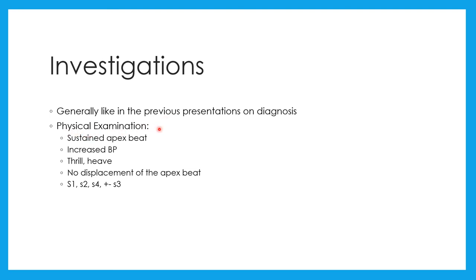Then when we have physical examination done, anyone with heart failure that has preserved ejection fraction will likely have a sustained apex beat. Remember, ventricular stiffness, ventricular hypertrophy. You can have increased blood pressure. There will be no displacement of the apex beat. Remember, the other time when I was going through the signs and symptoms of heart failure, I said there might be a displaced apex beat, but I said not in all conditions. Now, this is the condition where the apex beat would not be displaced. So you can pick S1, S2, S4 with or without S3.